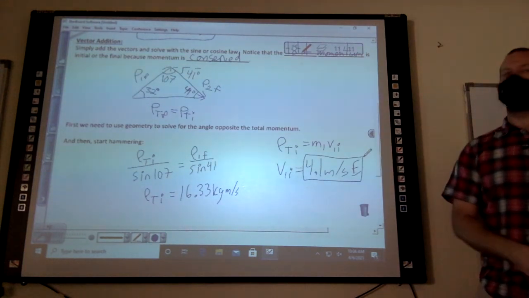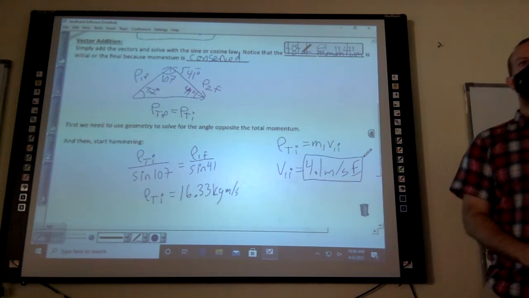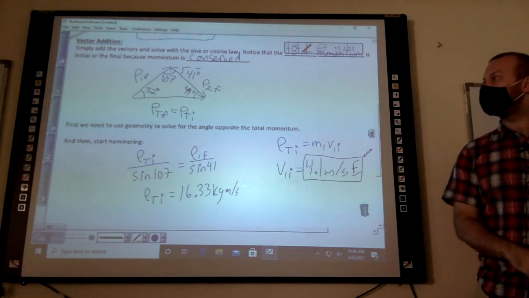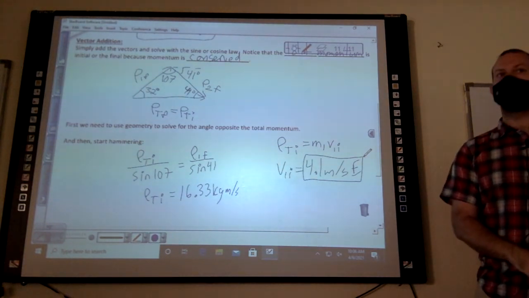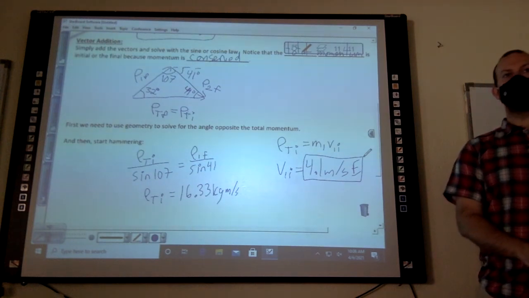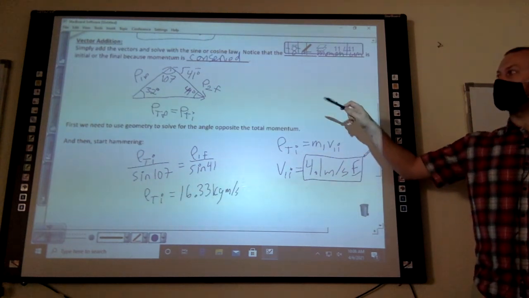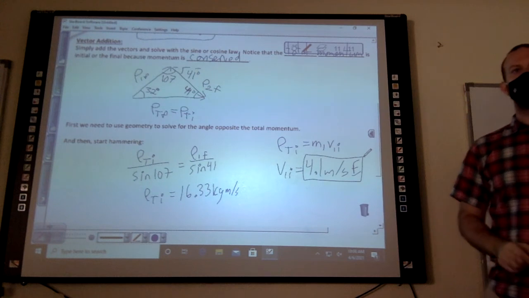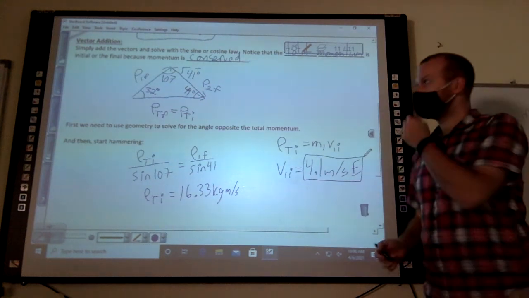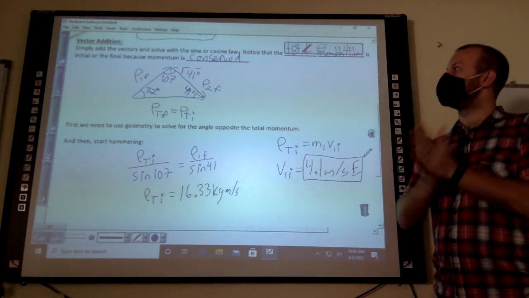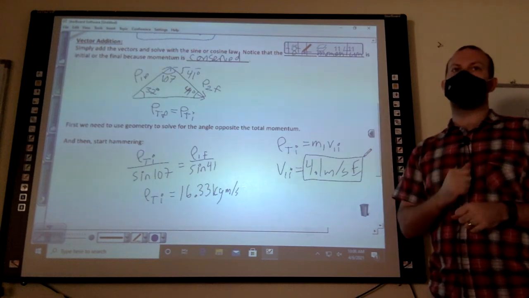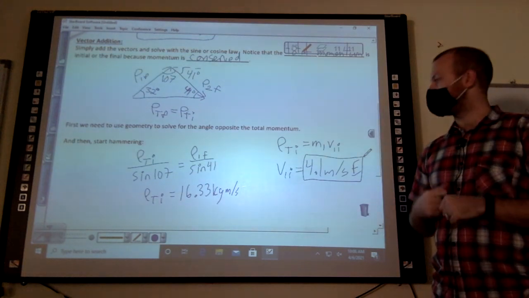Because it's the same question as before. You're still told in the initial question that your initial momentum is in the east direction. Otherwise, the angle would be big enough that you'd be able to solve for it. But in this case, you're told it.